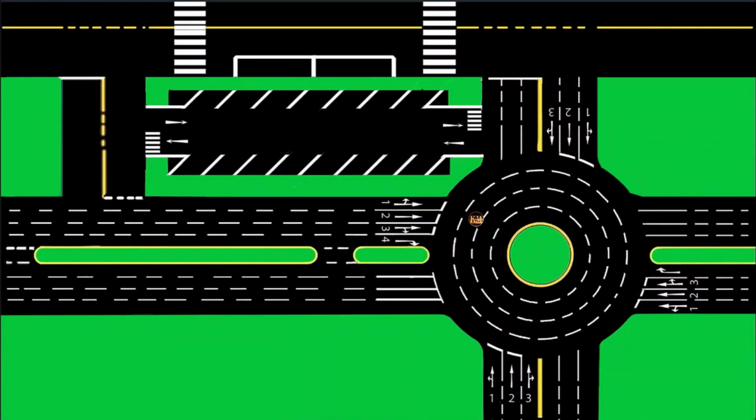So, after talking about the common mistakes that drivers make at the roundabout, please remember, just make sure you do the right thing, otherwise you might end up breaking the law or causing an accident.